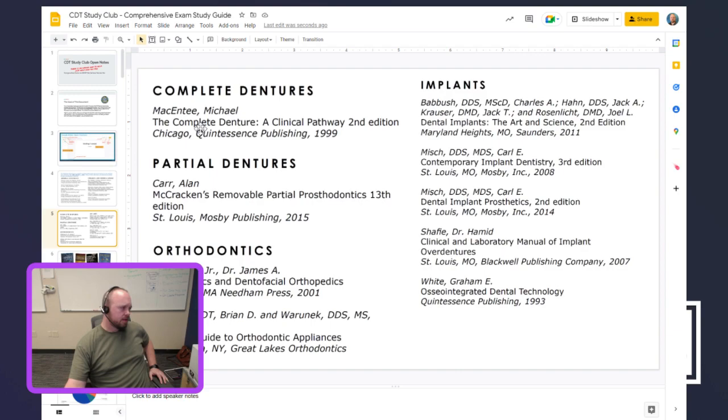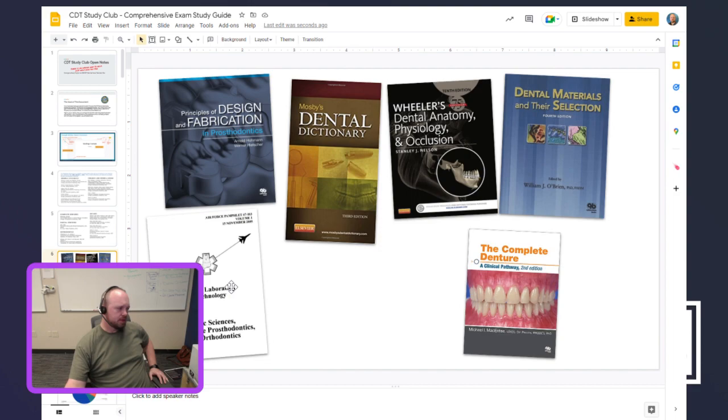You've got the complete denture, a clinical pathway, second edition. And for everybody else, I think Kelly is working on orthodontics. So if anybody else, that's the stuff that you need here. But most of the books we're going to be using, the biggest one we're going to be using is the Dental Laboratory Technology Program from the United States Air Force.